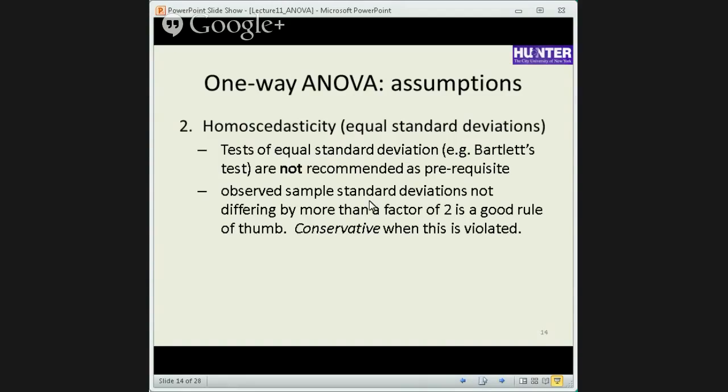So instead, this is a rule of thumb that people use: if the standard deviations don't differ by more than a factor of 2, then you're fine. So as with the assumption of normality and as with the t procedures, the F-test in one-way ANOVA is robust and it's also conservative. So if you violate this, you're going to be less able to reject the null hypothesis. So it's not going to inflate your type 1 error rate. Does that make sense? Does everyone know what that conservative thing means? Yes?